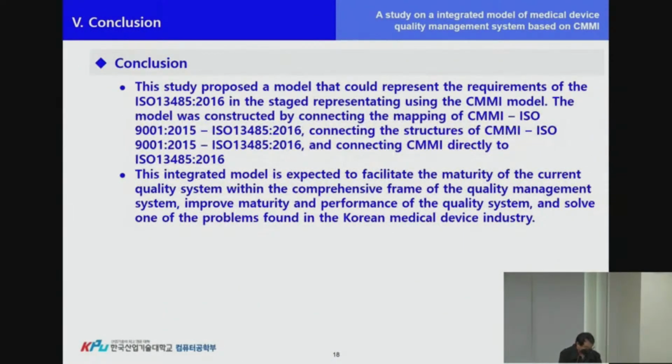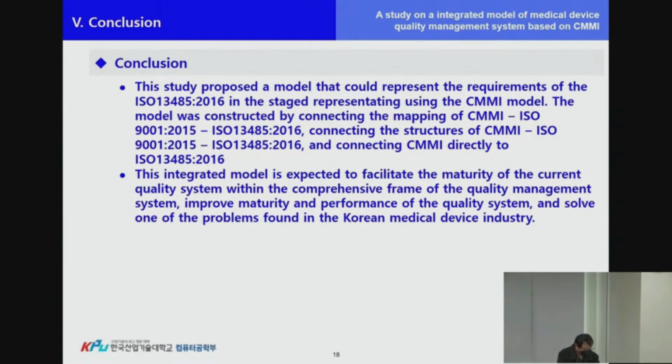Conclusion. This study proposed a model that could represent the requirements of the ISO 13485-2016 in the staged representation using the CMMI model. The model was constructed by connecting the mapping of CMMI, ISO 9001, ISO 13485, connecting the structures of CMMI, ISO 9001, and ISO 13485, and connecting CMMI directly to ISO 13485-2016.